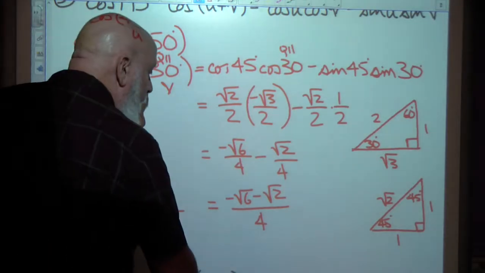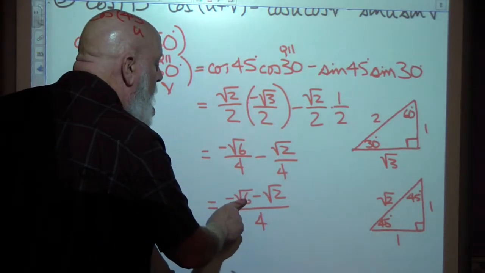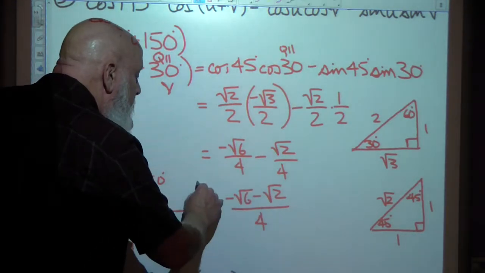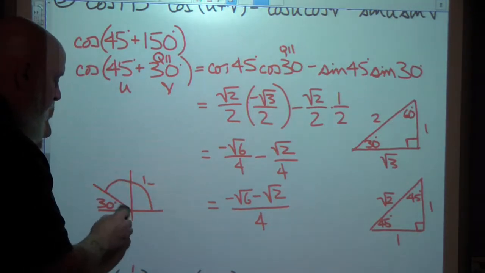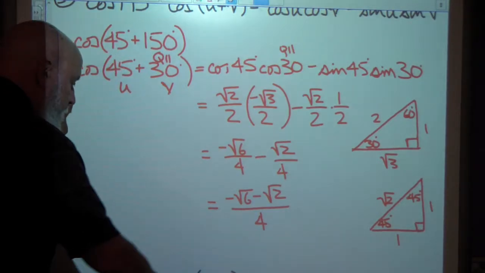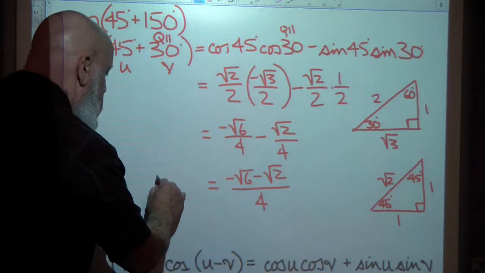Okay? And it could be negative radical 2 minus radical 6 because they're both negative. The order doesn't matter. Check my answer real quick. That would be the cosine of 195.